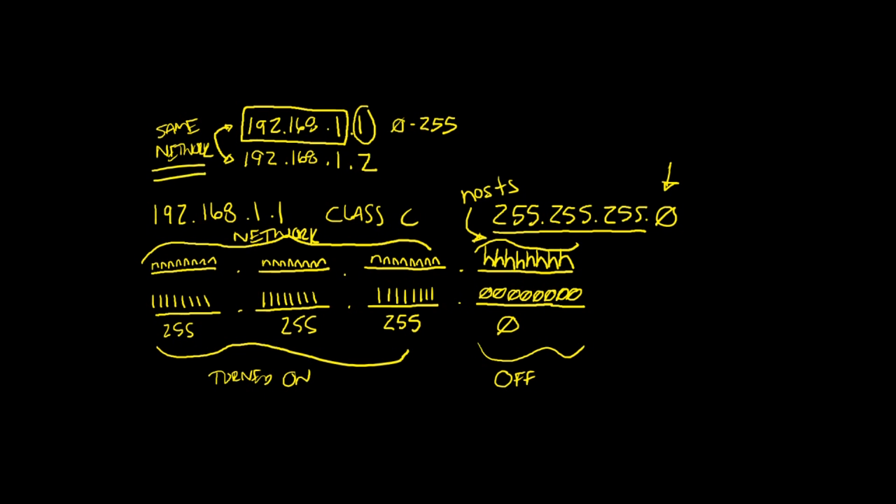Now, using the same example, 192.168.1.1, if I were, for example, to take 192.168.2.2, remember, because of the subnet mask and these bits being turned on and belonging to the network, this is locked in, and this has a range of 0 to 255.